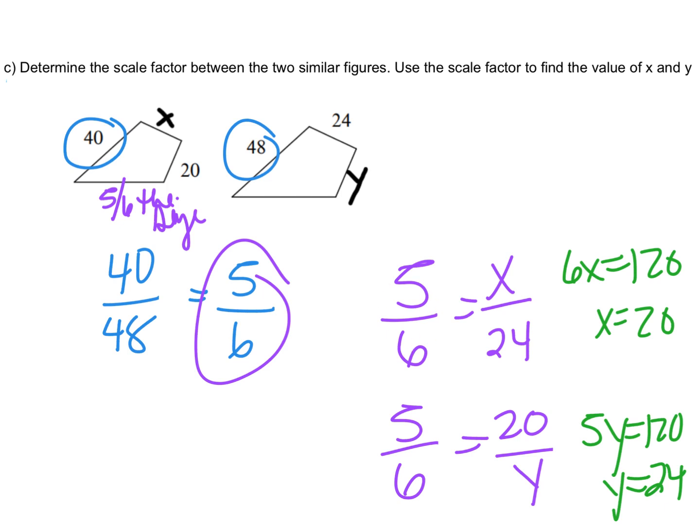Then we can use that 5/6, and you don't have to use the 5/6. You can use the 40 and the 48. You're just going to be getting much larger numbers. So if you use the simplified scale factor, the 5 is coming from the smaller one, 6 is coming from the bigger one. The x is coming from the smaller one, the 24 is coming from the bigger one. So small, big, matching sides, matching sides. That's the pattern that we're using there to then cross multiply and solve.